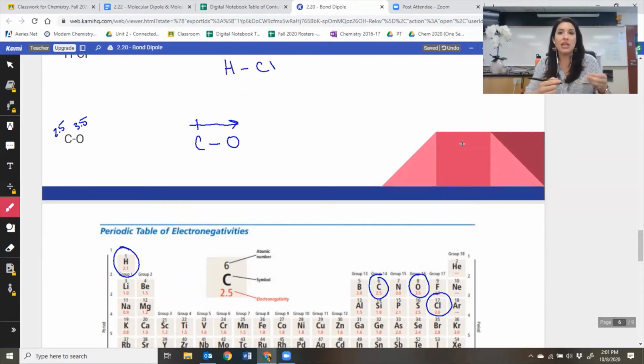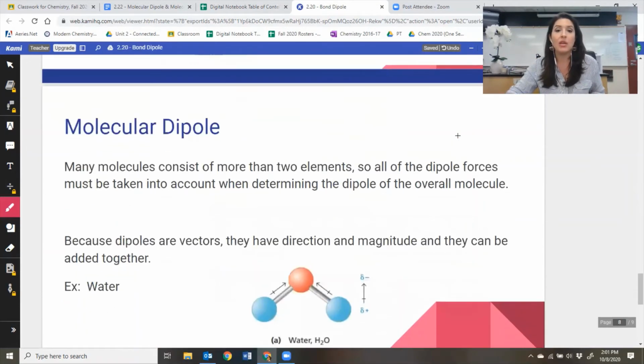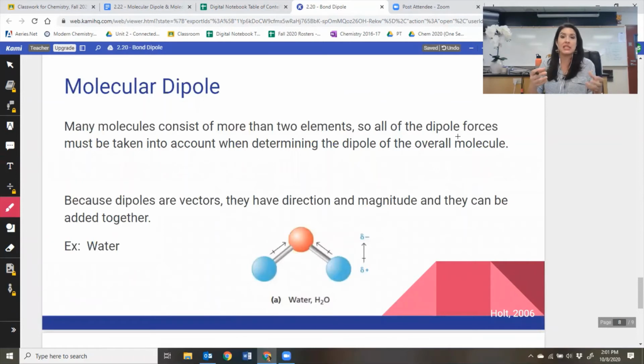Once we've identified each individual dipole, as we did here, we can add them up and see what dipoles exist overall in a molecule that has multiple bonds. So let's try that out. When you have molecules that consist of more than two elements, we need to take into account all of the dipole forces and add them up in such a way that we determine the dipole of the overall molecule. Now, because dipoles are vectors, they have direction, they have magnitude, and they can be added together.